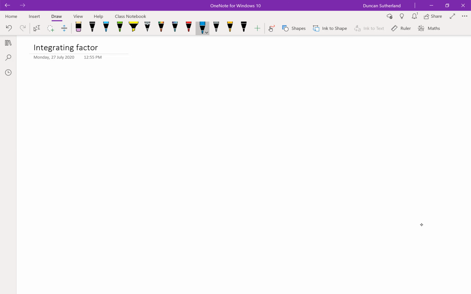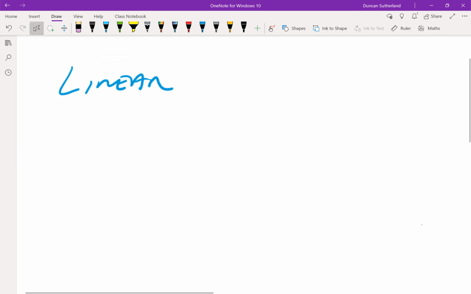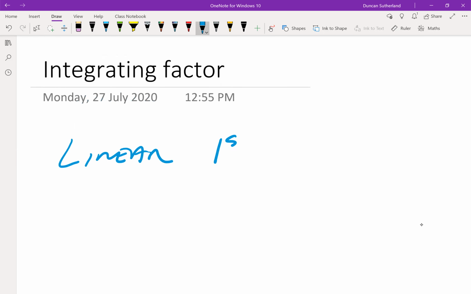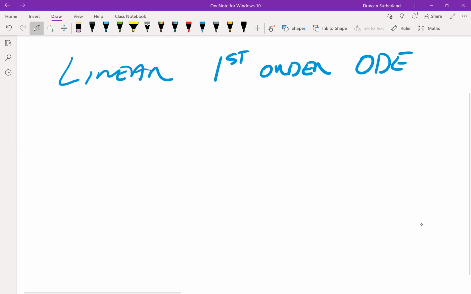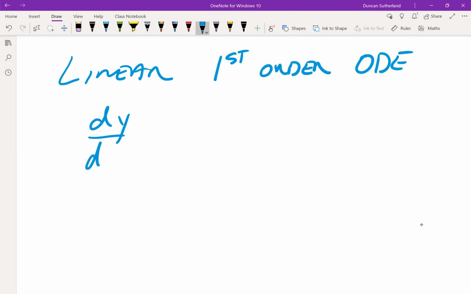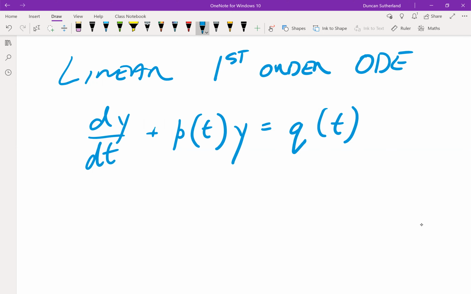Okay, we're going to do some videos about the integrating factor and linear ODEs. So what we want to do is start with a linear first order ODE. Like this.